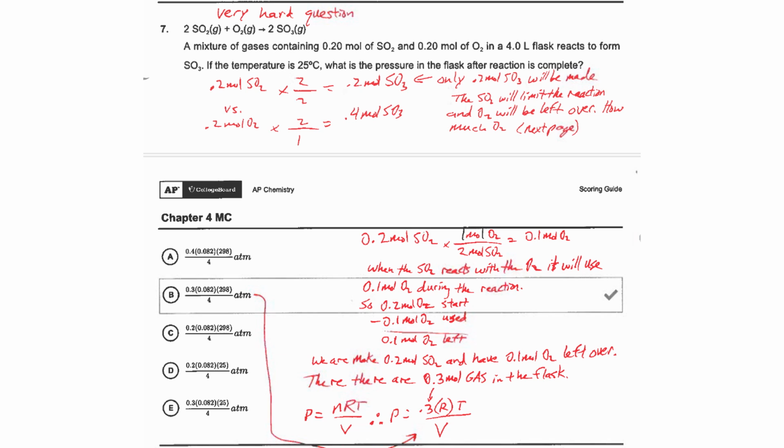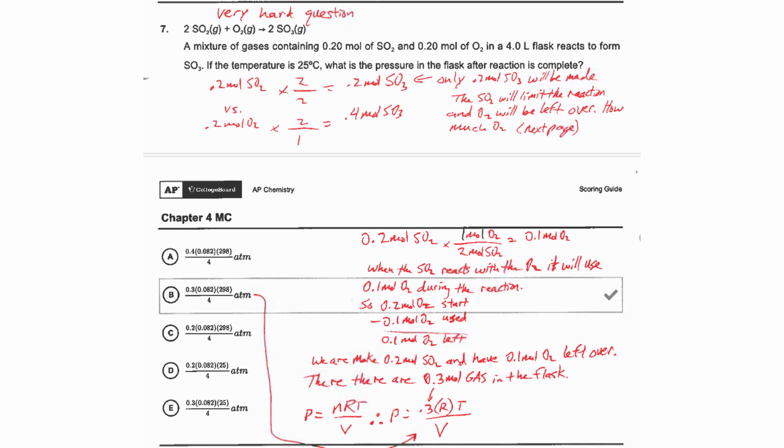All right, number 7. This is the hardest question. Of all 30 questions on this, this is definitely the hardest question. And we'll go through why. So we have a mixture of SO2 and O2, and they give us 0.2 moles of both. And they react and they make SO3. Well, how much SO3 are they making?